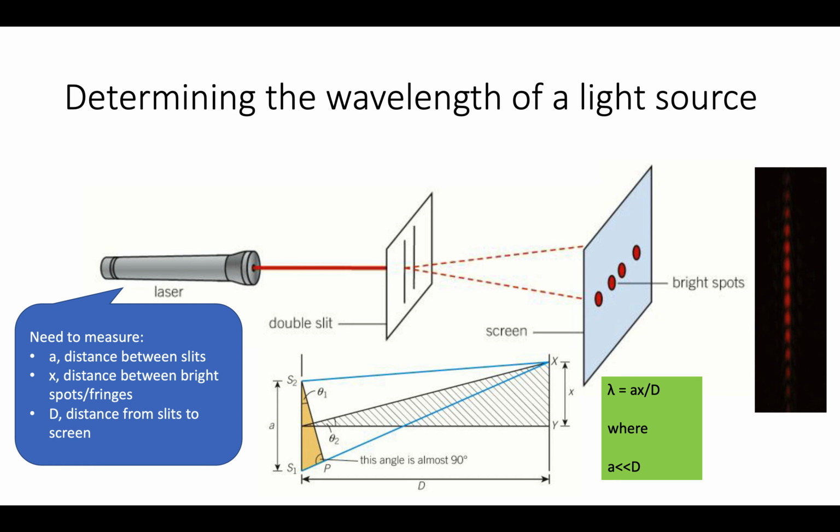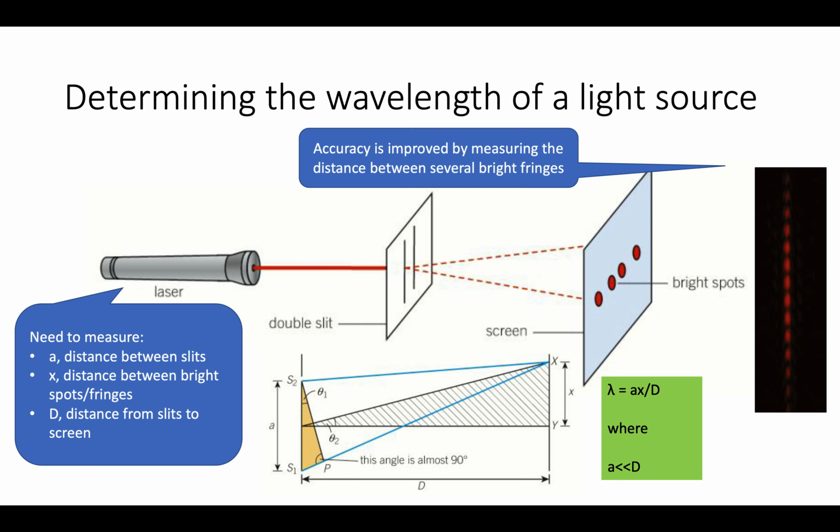Okay, so here's what we might see, a series of these little dots. To get a more accurate measurement, what we'd actually do is measure the distance between several of the bright fringes. So if we did the distance between, say, 10 fringes and then divided by 10, that would give us a more accurate measure.